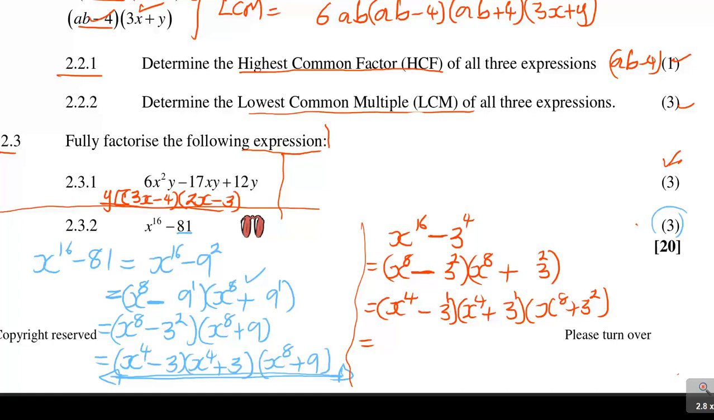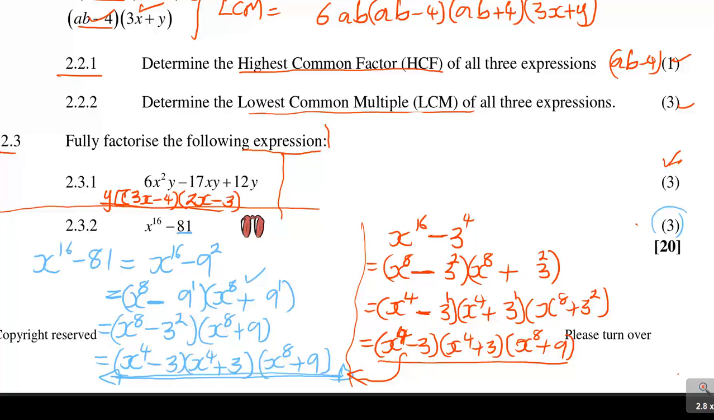Now you check again where there is a negative sign, because that's where the difference of two squares is, in the negative sign. Now you have 3 to the power 1, which cannot be expressed as a difference of two squares. So your answer will be x to the power 4 minus 3, x to the power 4 plus 3, and x to the power of 8 plus 3 squared. Now 3 squared is plus 9. You can leave it as 3 squared, but I just wanted to show you that it matches exactly that.